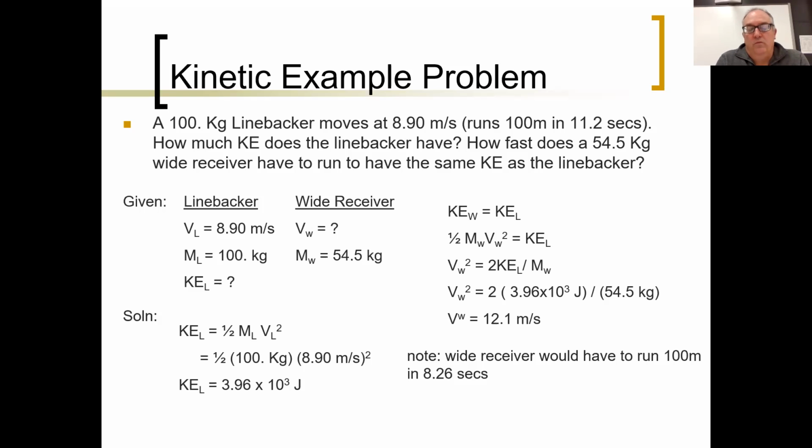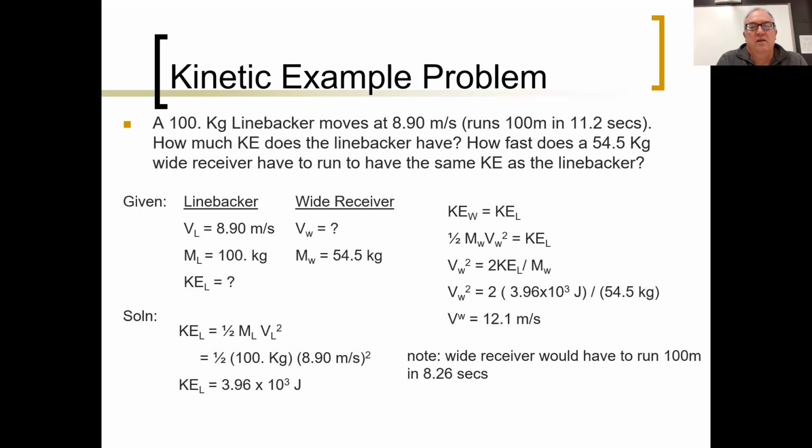So that wide receiver would have to have a velocity of 12.1 meters per second. And it should be kind of interesting that for him, that wide receiver would have to be able to run the 100 in 8.2 seconds, which is faster than the world record, just to have the same kinetic energy as that linebacker. So you can see why in football, the bigger and faster you are, that's why you get drafted and make all that money.